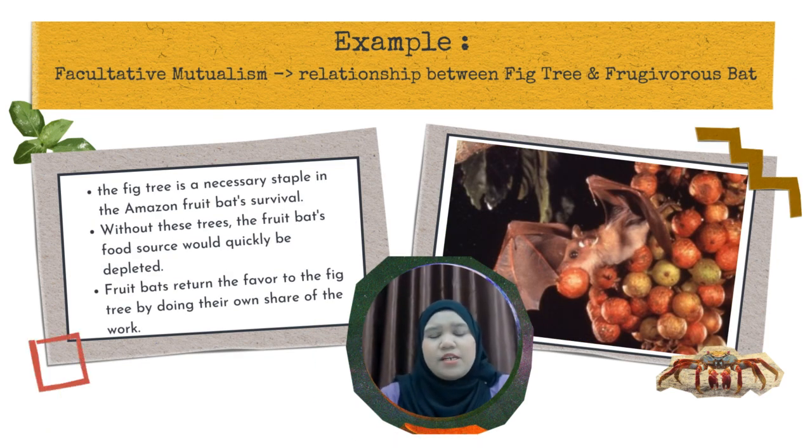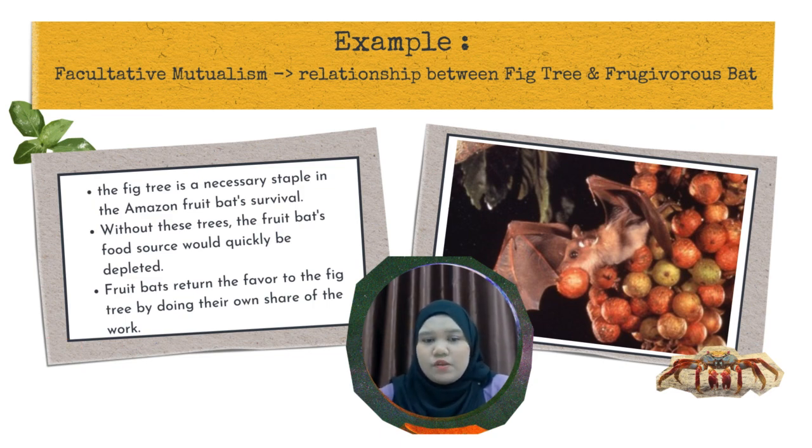The second example, which is facultative mutualism, I choose the relationship between fig trees and frugivorous bats. The fig tree is a necessary staple in the Amazon fruit bat's survival. Without this tree, the fruit bat's food source would quickly be depleted. Fruit bats return the favor to the fig tree by doing their own share of the work.